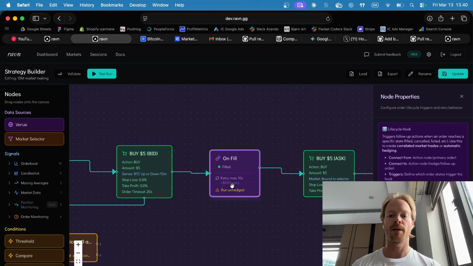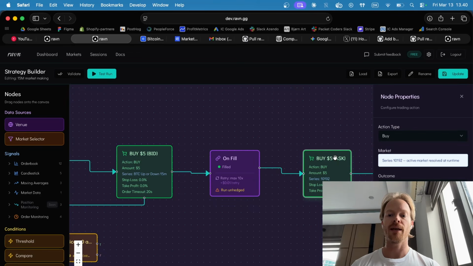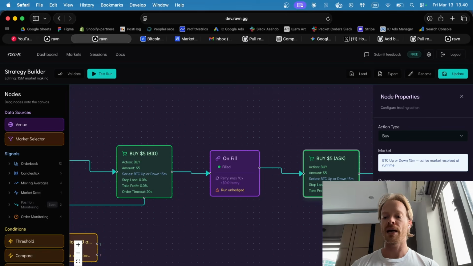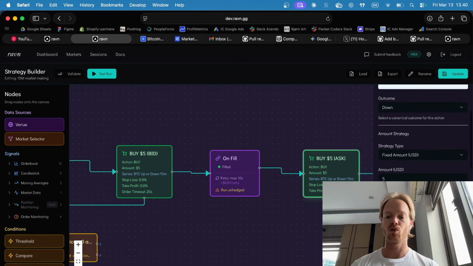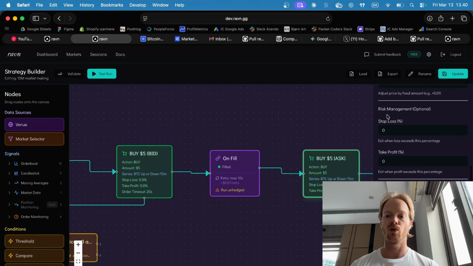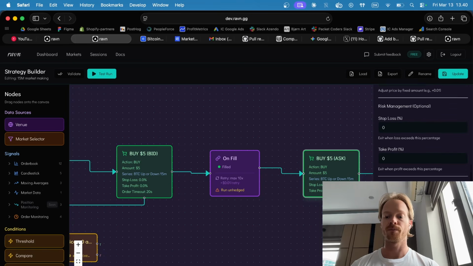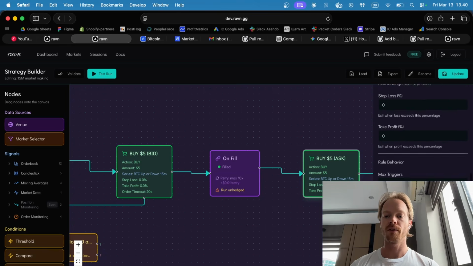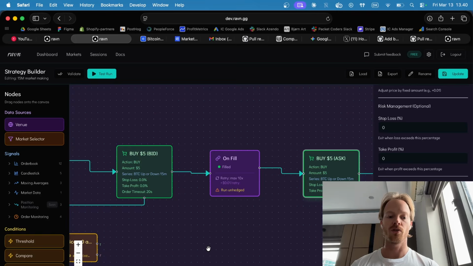Then we also want to place a buy, and we're going to do this on the ask side in this case. And we're going to do it on the opposite outcome. We're going to do this on the down. So this basically just hedges the fill, so we don't risk too much money. And here we're just going to do the best ask with no price offset. And again, we're going to do no stop loss and no take profit, because we just want to hedge that order. All the other fields we can leave unchanged.